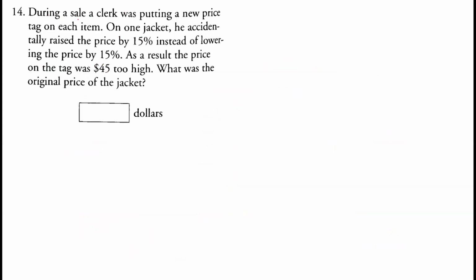Now question 14. During a sale, a clerk was putting a new price tag on each item. On one jacket, he accidentally raised the price by 15%. So originally it was x, so it was increased to 1.15x, so increased by 15%. And why am I adding 1 as well? So originally the price was x and it is increasing by 15%, so it would be 1.15x.